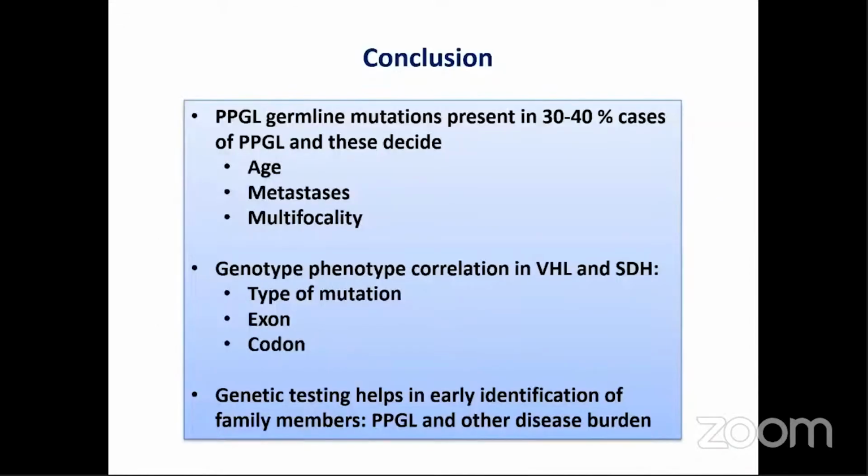To conclude, PPGL is one of the most heritable disorders with germline mutations in almost 1/3 of patients. And of course, the genetics depends on the age, multifocality, and metastasis. The genotype-phenotype correlation in VHL and SDH depends also on the type of mutation, which exon is involved and which codon is involved. We're going more and more precise on utilizing the genetics. And genetic testing helps not only in the management of a particular patient but also in the management of family members. Thank you so much.